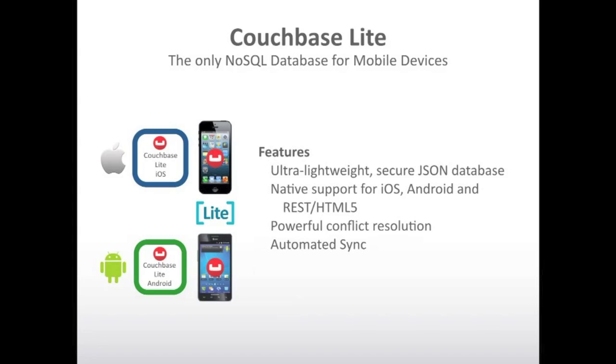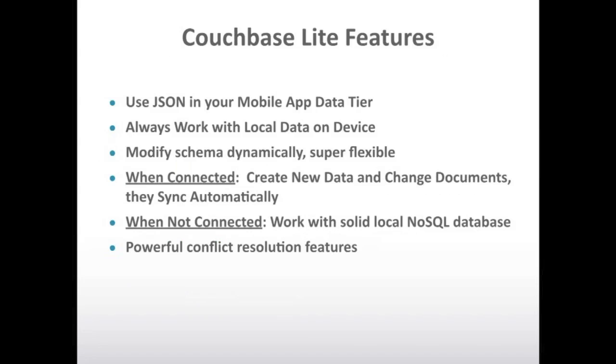For people like myself who've grown accustomed to using JSON pretty much all over the place, this was really cool, to be able to use JSON on the mobile platform as well. So basically, you're using JSON in your mobile app tier. You're always working with local data on the device because the synchronization is happening in the background and handled by Couchbase Lite itself. Your local data is going to be synced back and forth. You're going to get new data coming from the sync gateway all the time, but you're still working with local data on the device.